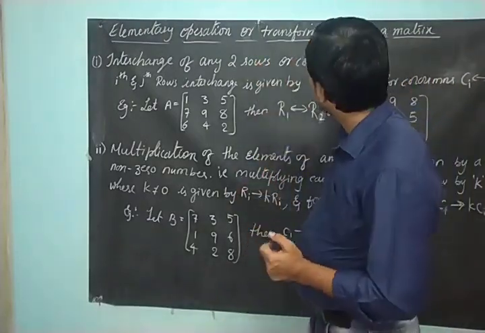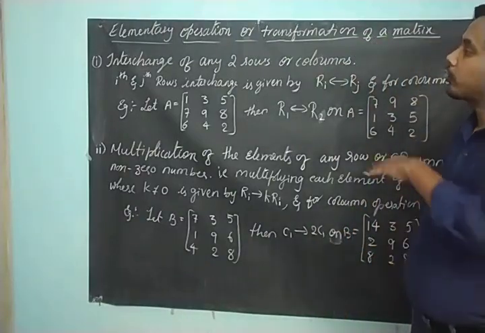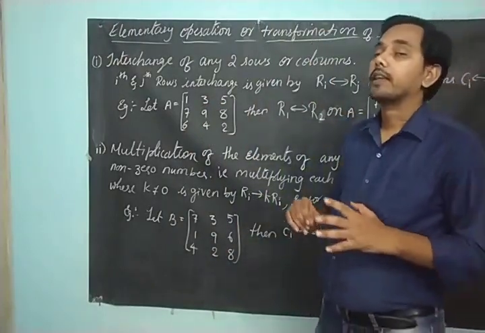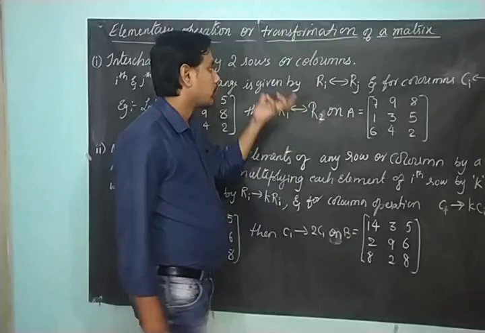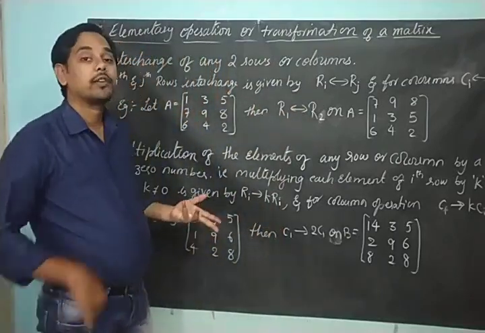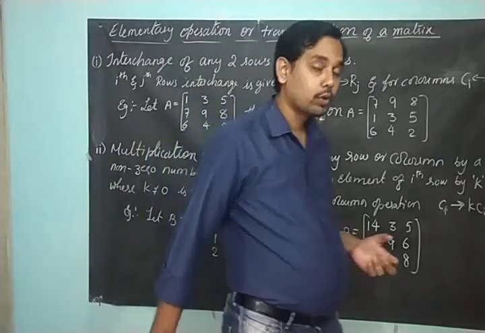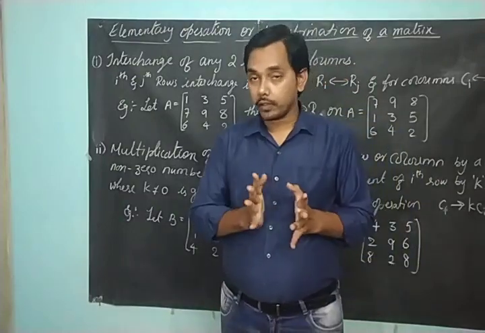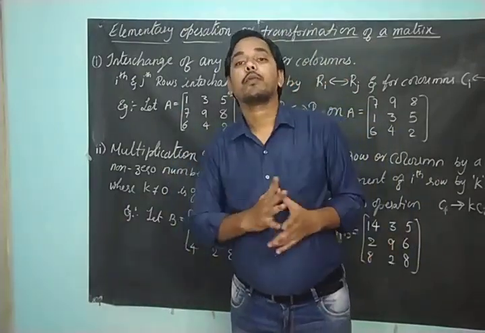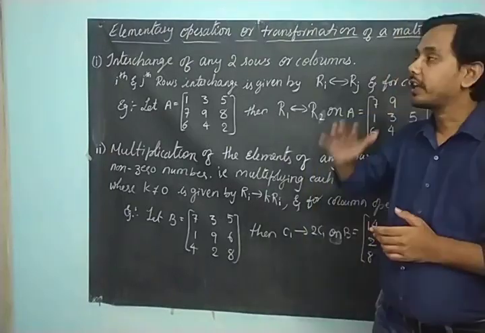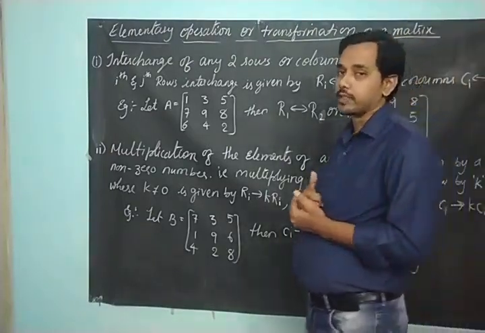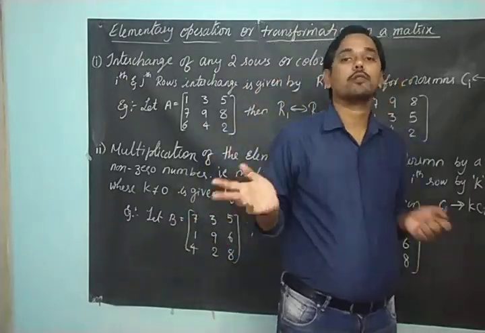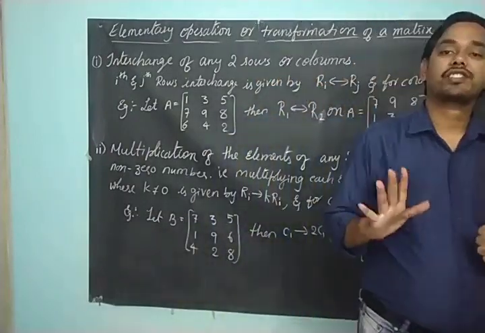First one is elementary operation or transformation of a matrix, and after this there is a small topic called inverse. But on inverse, many problems will come, so you should apply these properties or transformations to get the inverse of a matrix. We have basic 3 types of transformations, which become 6 types: 3 for rows and 3 for columns. Basically there are only 3 operations, but applying them to rows and columns, you can consider them as 6 transformations.